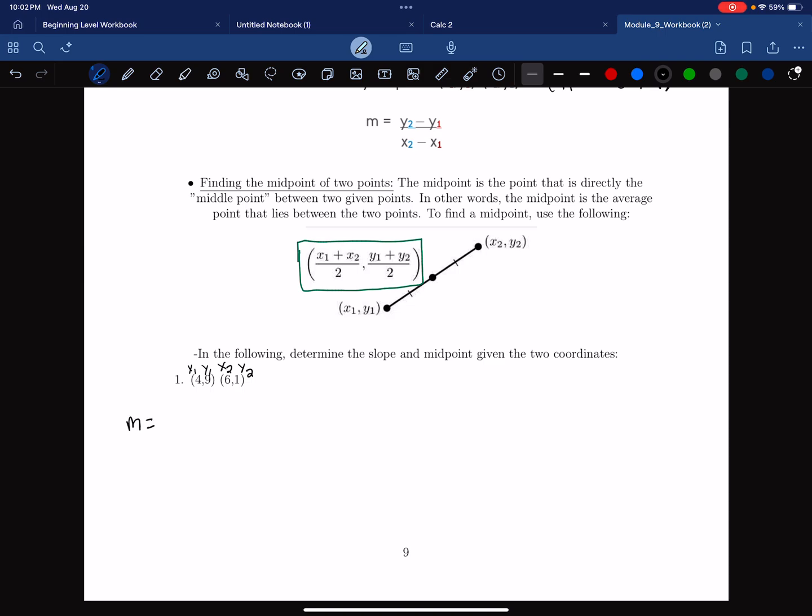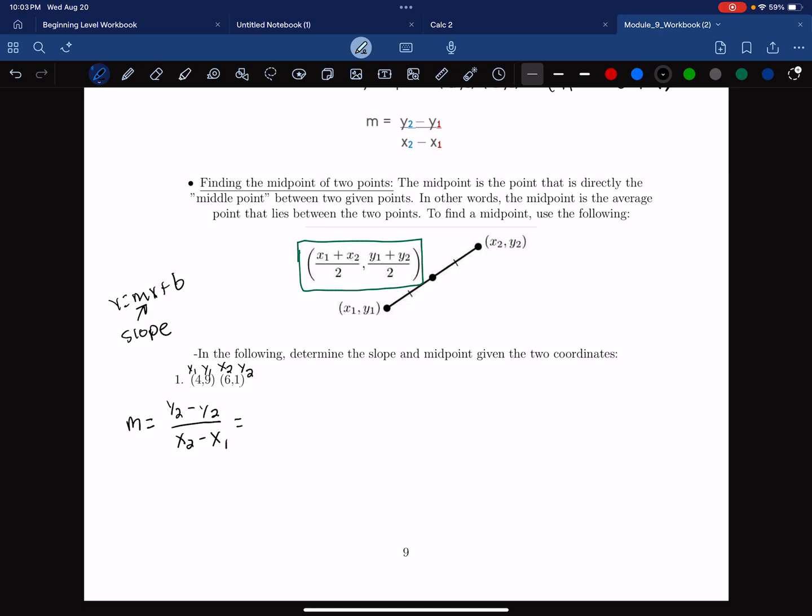Remember, m is used to denote slope, because remember, from y equals mx plus b, m is our slope. That is why you'll see in this slope formula here that it's set equal to m. So m is used for slope. So our slope formula is y2 minus y1 over x2 minus x1. So let's plug in those values.